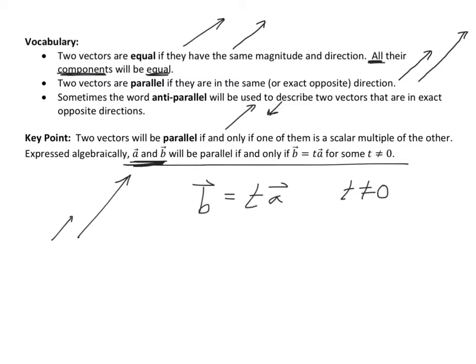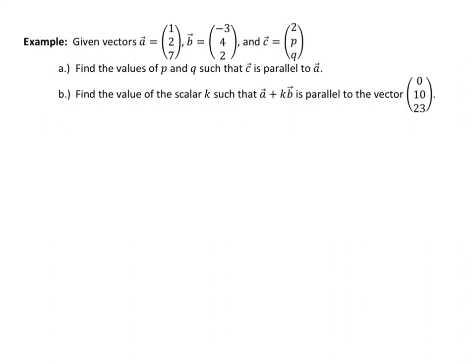So what we're going to be doing in our next couple of examples is not showing that two vectors are actually equal to one another, but showing that one of them is equal to a multiple of the other one. We're going to be showing that they're parallel to one another. So let's take a look at this example.